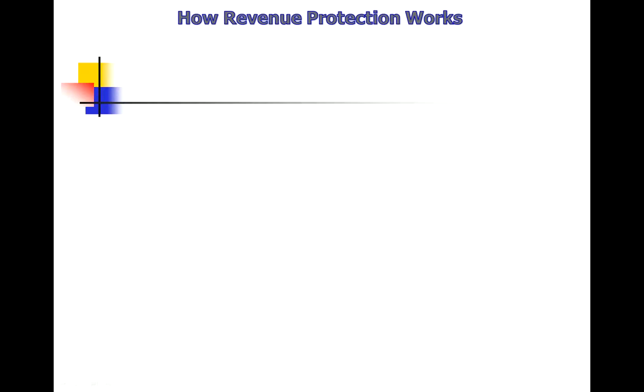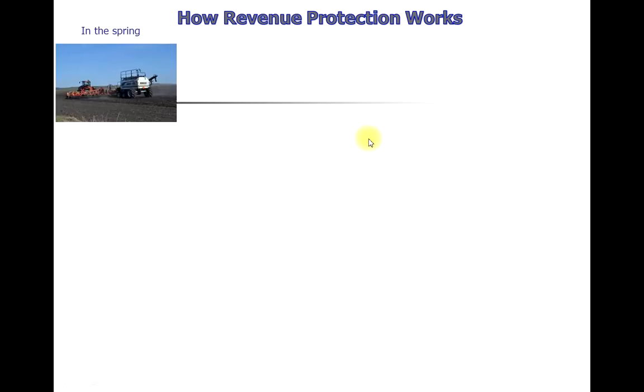So how does revenue protection work? We'll get into the example here. Basically, in the spring, which is actually in February, they average the futures market price for wheat, barley, canola, and peas as well as a revenue product. So in this example, we're going to use wheat, and we're going to use kind of an inflated price just to make this example simple.